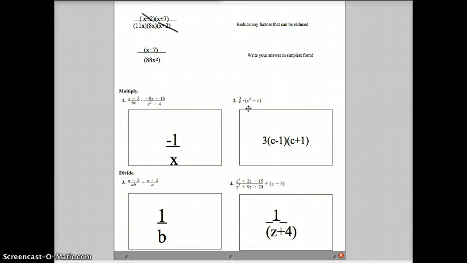In 3, we have to flip and multiply. So we factor out an a and the x, a minus 2 for both in the numerator and the denominator for example 3, and then we're left with 1 over b. In example 4, once we start to factor, and again we have to flip that second one and multiply, we get 1 over z plus 4.